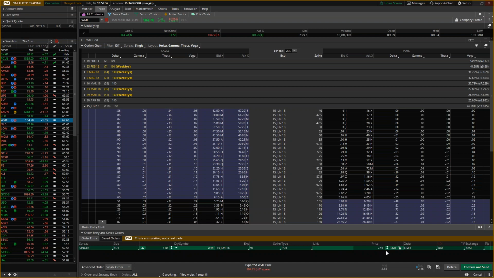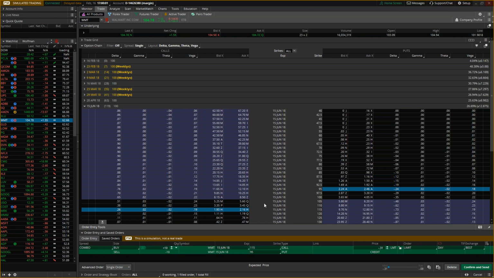$2.46 is how much I can spend. What? No, I'm sorry. $2.46 is what I'm going to be able to spend on these. So I'm selling those. Sorry. $2.25, $2.30 or something is what I'm going to be able to spend on these. So that puts me right about here at the 115. So these are the ones that I'm going to want to buy. And you can see I'm getting a credit there for it.